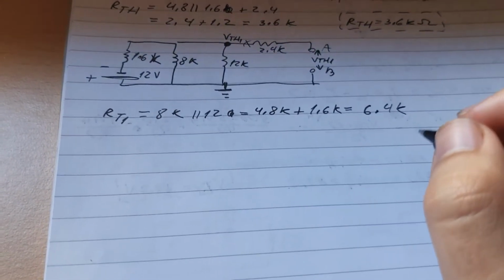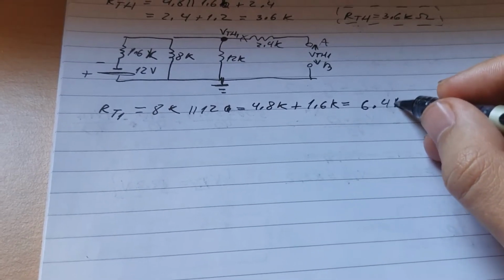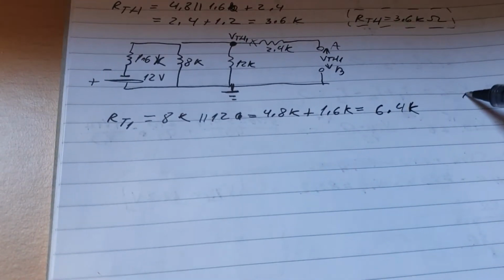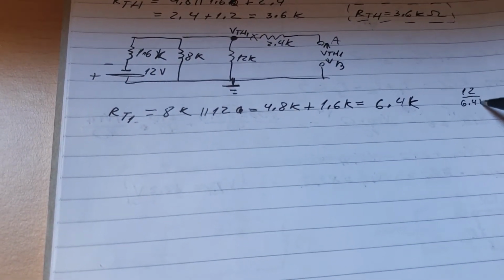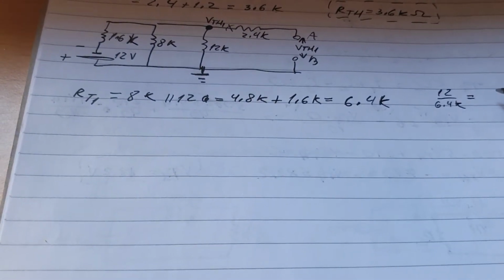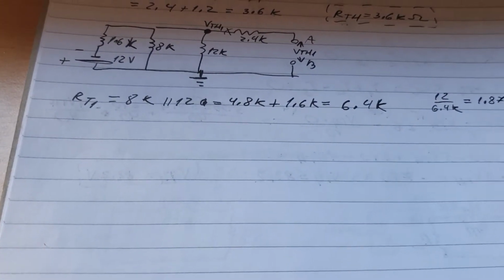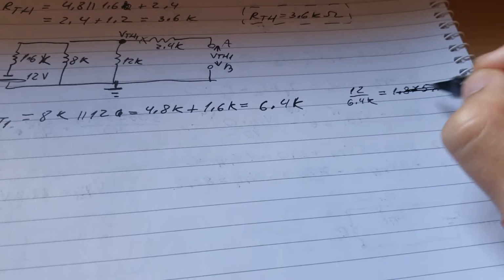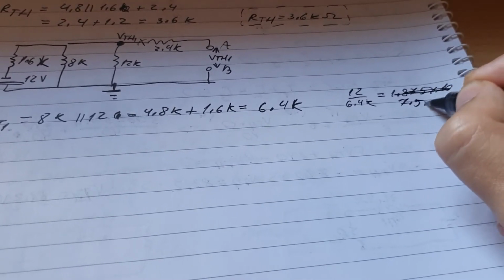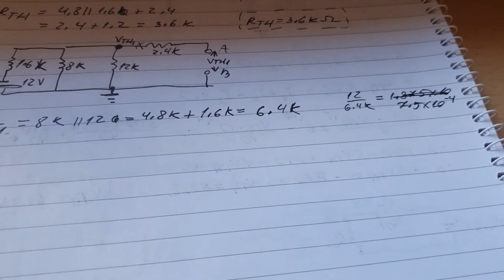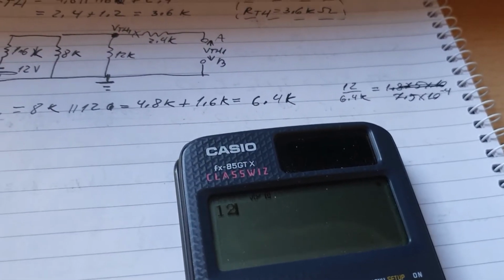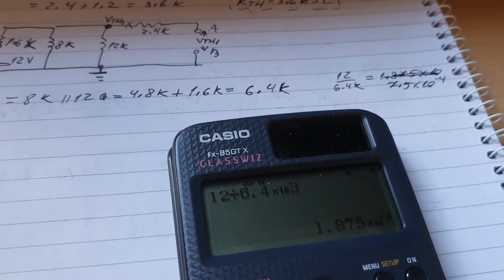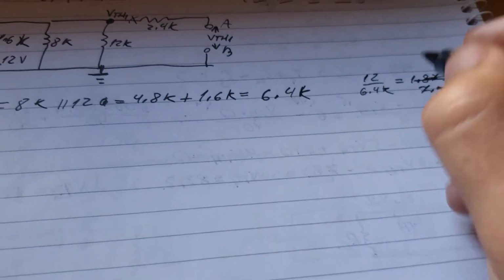All right, now we can, I'll do both methods actually. Then we do 12 over 6.4k, and that one will be equal with 7.5 times 10 to the minus 4. I think it is, let me check. So 12 divided by 6.4 times 10 to the 3. Oh, there you go, that's the first one actually. I already wrote it.